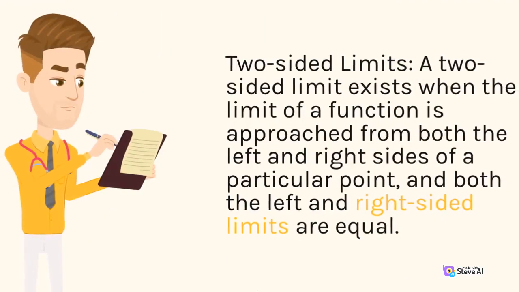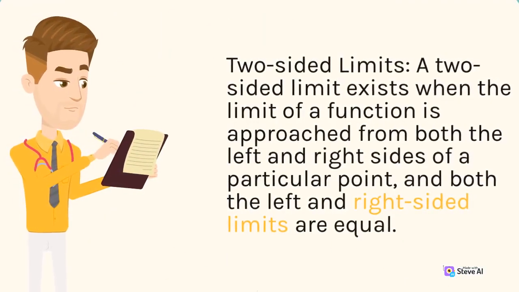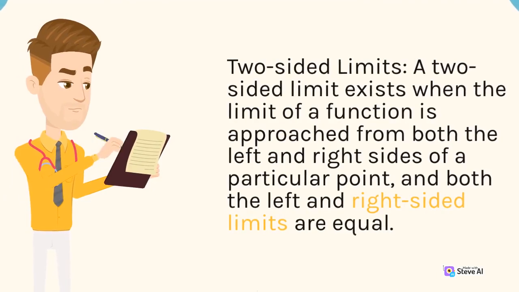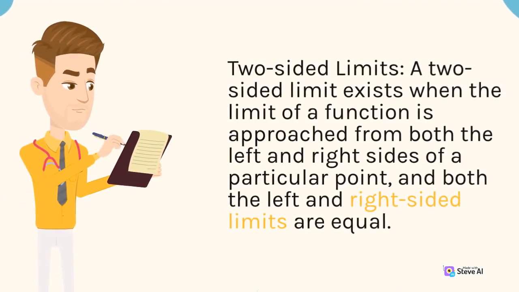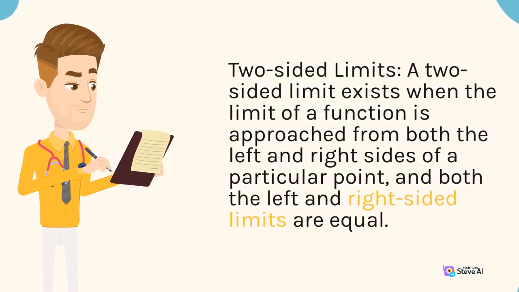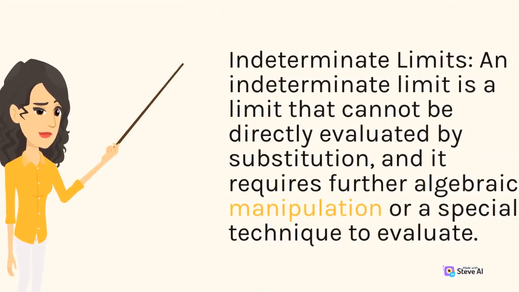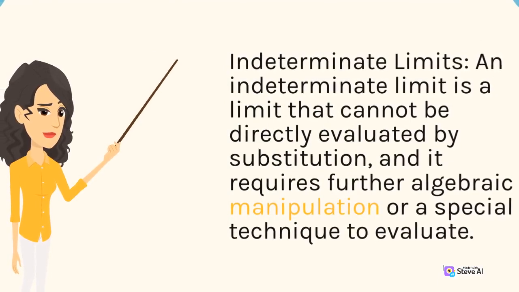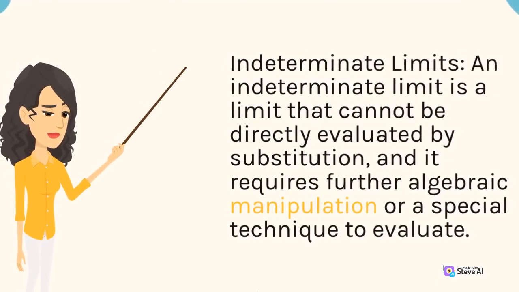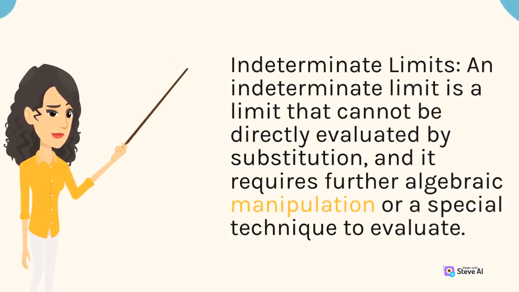Two-sided limits. A two-sided limit exists when the limit of a function is approached from both the left and right sides of a particular point, and both the left and right-sided limits are equal. Indeterminate limits. An indeterminate limit is a limit that cannot be directly evaluated by substitution, and it requires further algebraic manipulation or a special technique to evaluate.